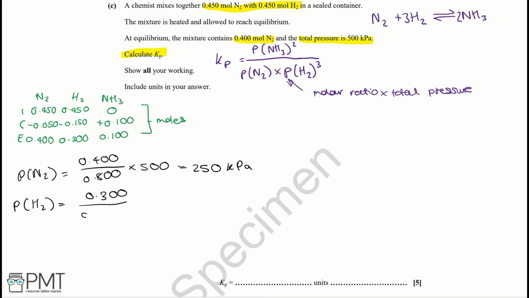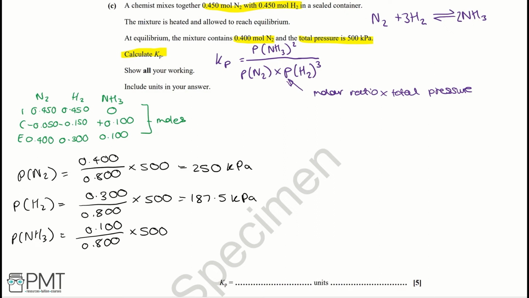Then we're going to do the same for H2, and that equals 0.300 divided by 0.800 multiplied by 500, which gives us 187.5 kilopascals. And finally, the partial pressure of NH3, that is 0.100 divided by 0.800 multiplied by 500, and that gives us 62.5 kilopascals.